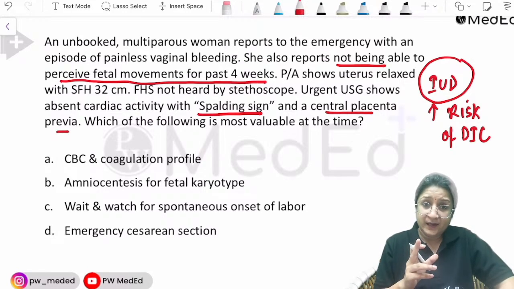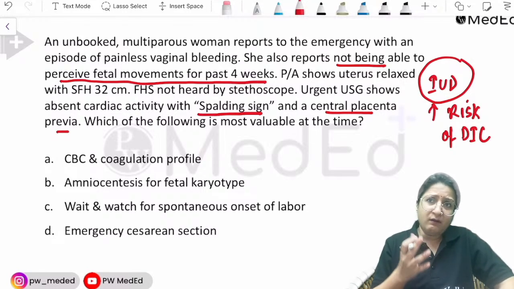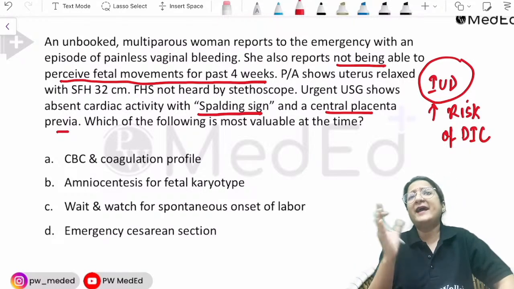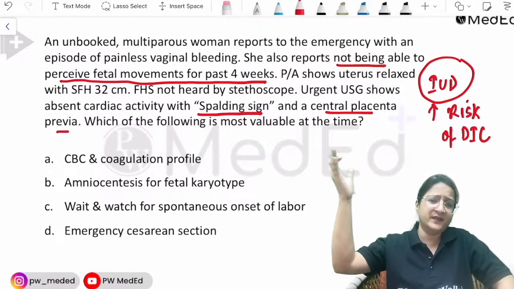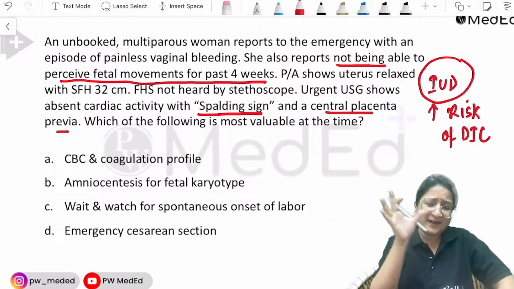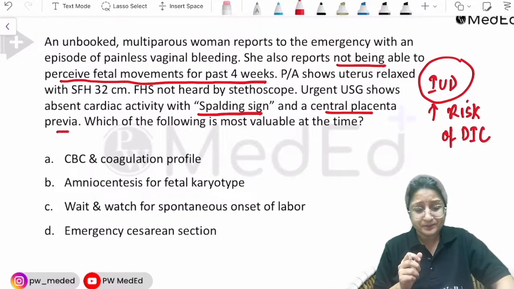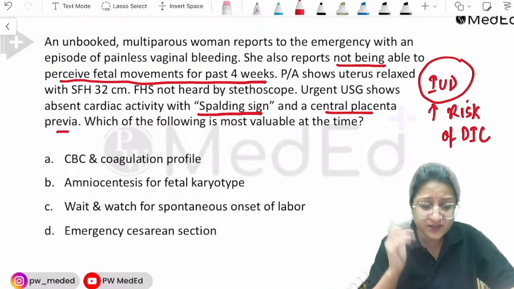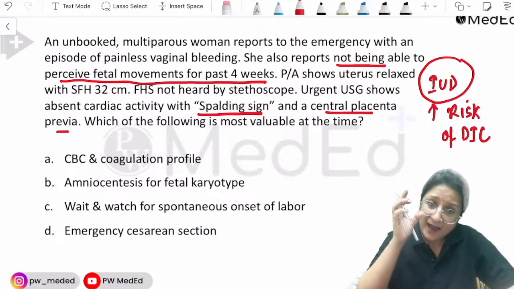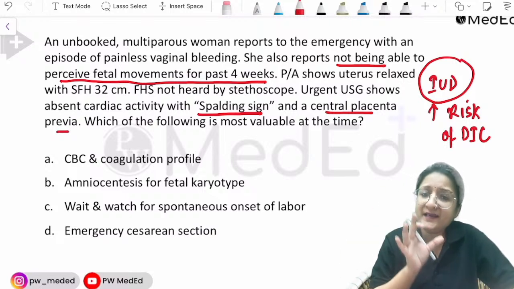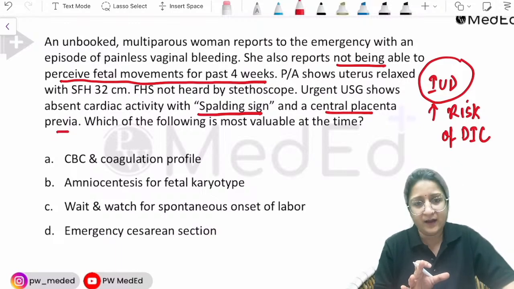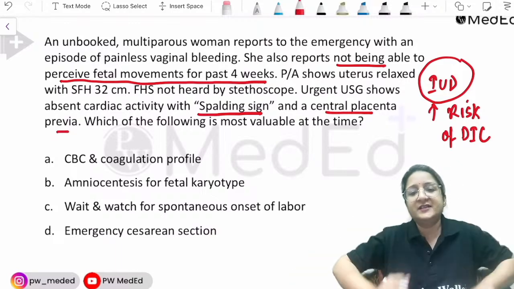Agreed on that, right? So usually DIC will not happen immediately after an IUD. It's more likely when 4 weeks have gone by and the dead fetus has been retained for at least 4 weeks. So now in this situation, I will have to first go for a baseline CBC, a baseline coagulation profile. I can't just do an emergency cesarean section.